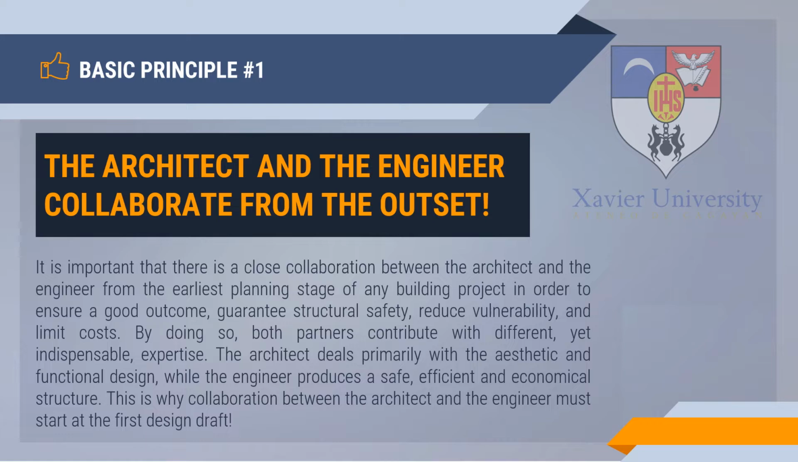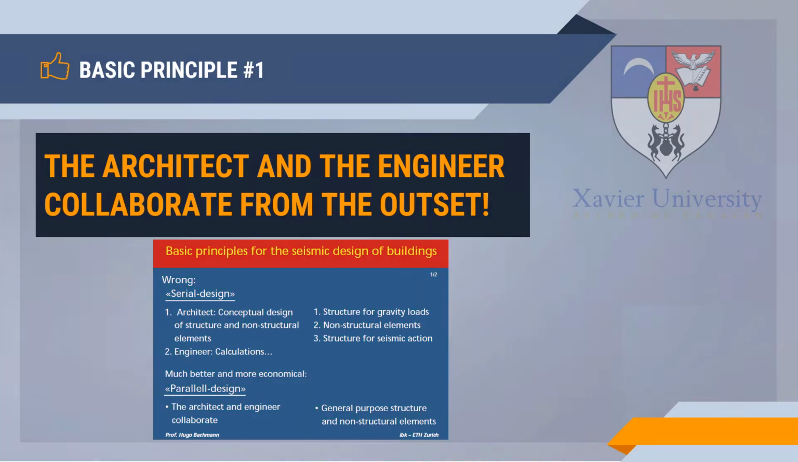So the architect deals primarily with the aesthetic and functional design, while the engineer produces a safe, efficient, and economical structure. This is why collaboration between the architect and the engineer must start at the first design draft. So we have here a wrong one, which is a serial design, and a much better and more economical one, which is the parallel design. So serial design is particularly bad and inefficient.